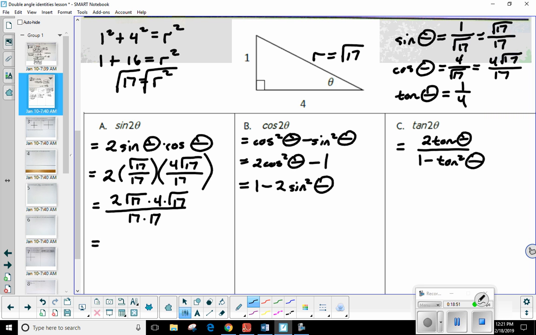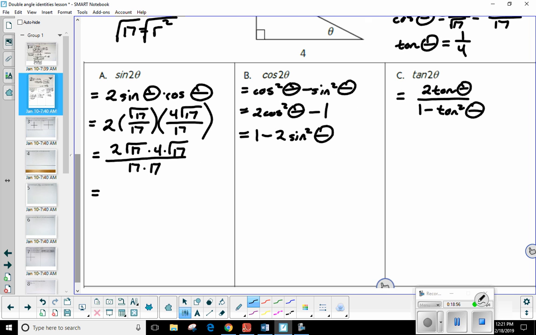Now, the reason I just waited on this one, well, what's the square root of 17 times the square root of 17? Wouldn't that just be 17? Okay. And 2 times 4 would give me what? So 8 times 17 over 17 times 17. See, instead of just multiplying all this together and getting really big numbers, just go ahead and cross out a couple of 17s. Even if you did multiply those big numbers, would it still simplify to 8 17ths? That's it. That is sine of 2 theta.